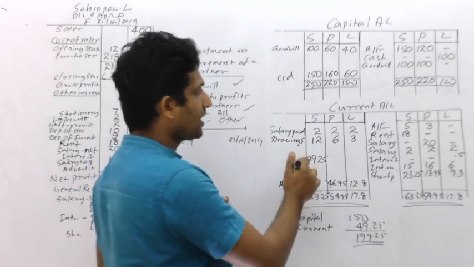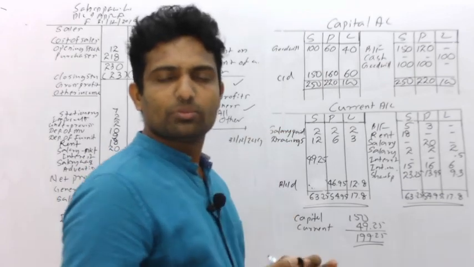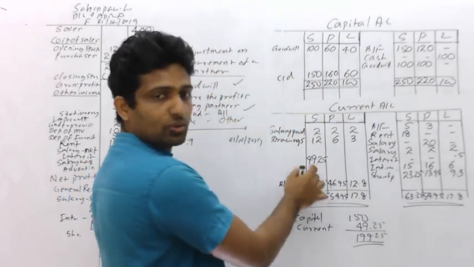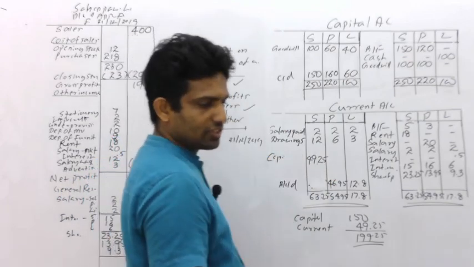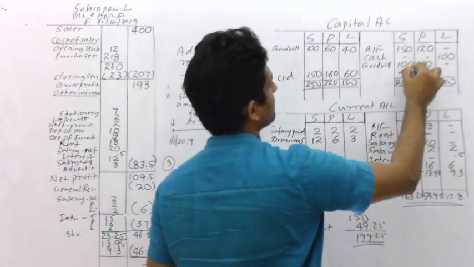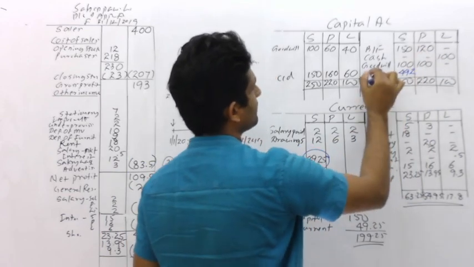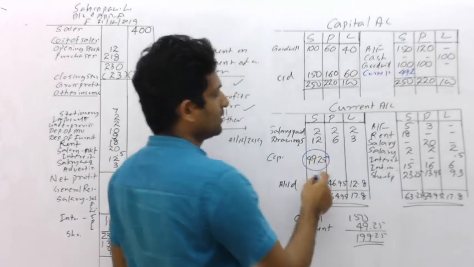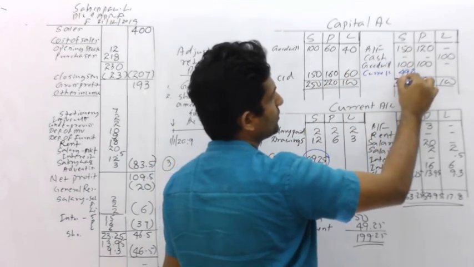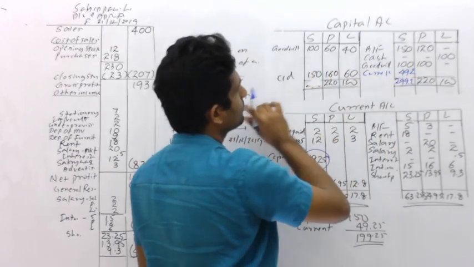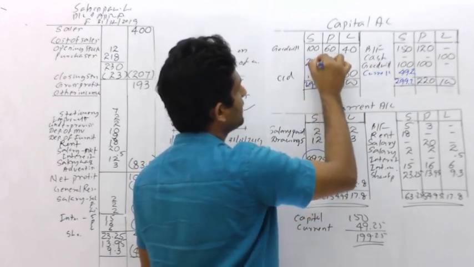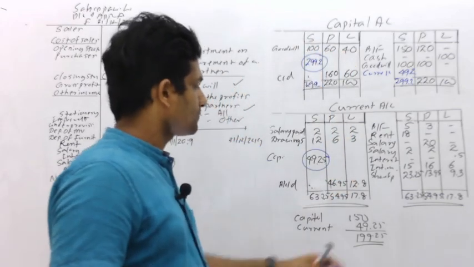This balance you have to transfer to capital account. The current account balance of the retired partner you have to transfer to his capital account. How to do that? Current account debit, capital account credit. This 49.2 is debited to current account and credited here. When you transfer this amount here, this will be 299.2. Then take the difference, 299.2. That is the profit, 199.